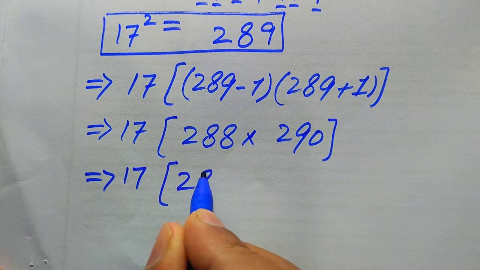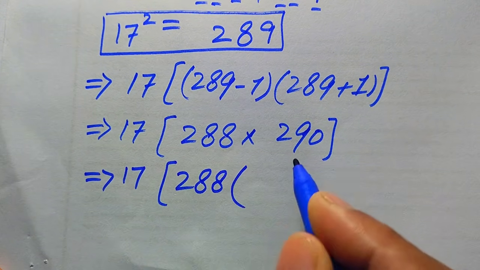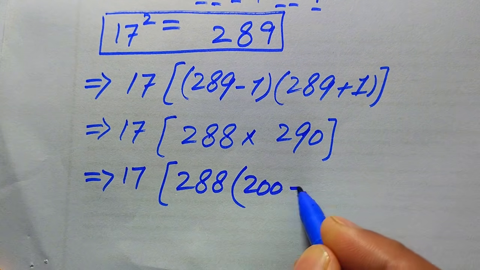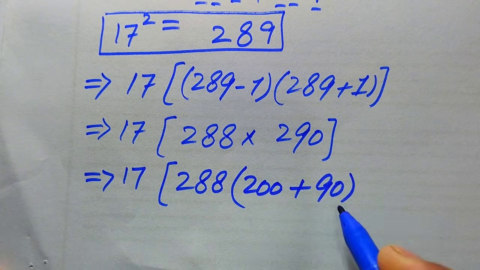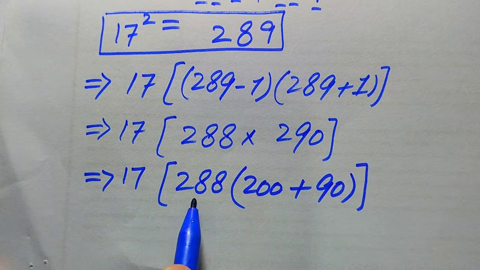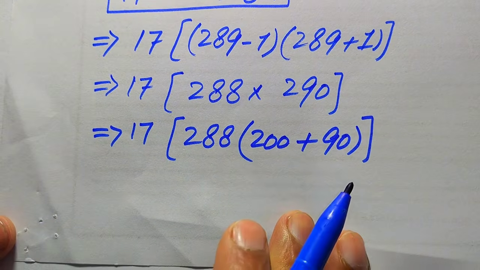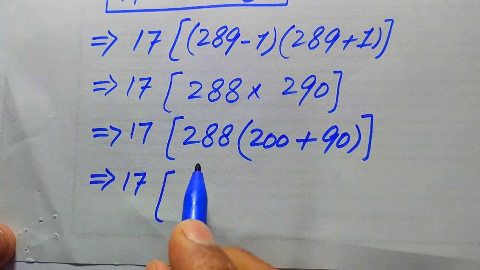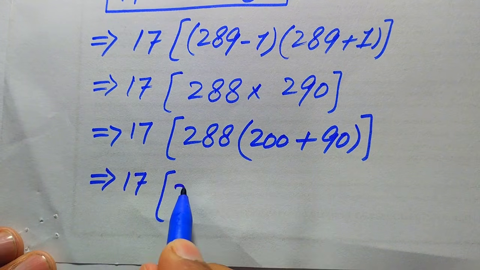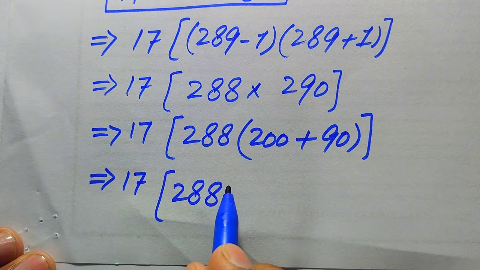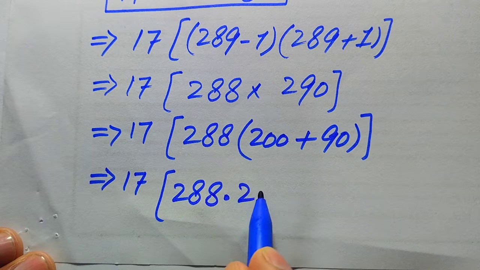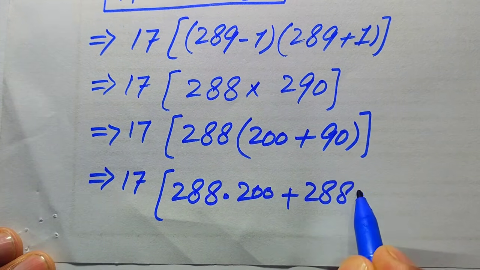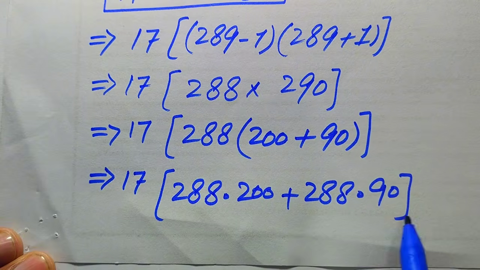So this is our 288, and we break this 290 as 200 plus 90. And now we separately multiply this value on both of these two terms, and it will be written as so. Here we first write both of these terms as they are: 288 is multiplied by 200 plus 288 is multiplied by 90.